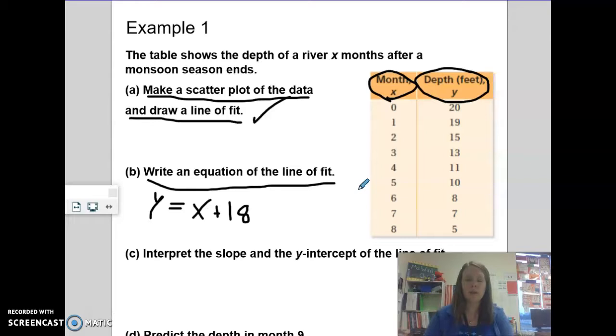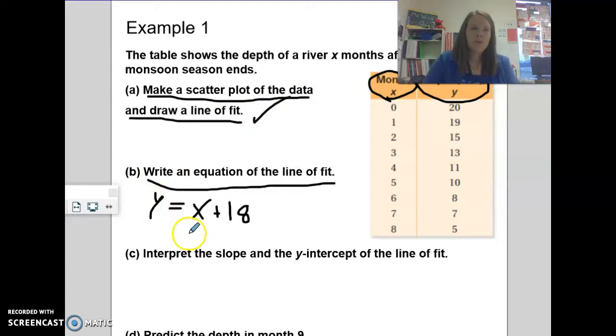As we continue on with this lesson, I'm going to show you how you can find this line using a graphing calculator. And I know that most of you don't have one, and that's okay. I will show you what you can do without having a physical graphing calculator at home. Okay?